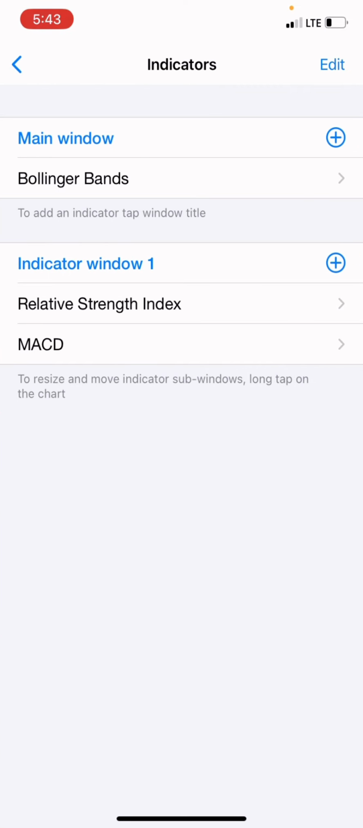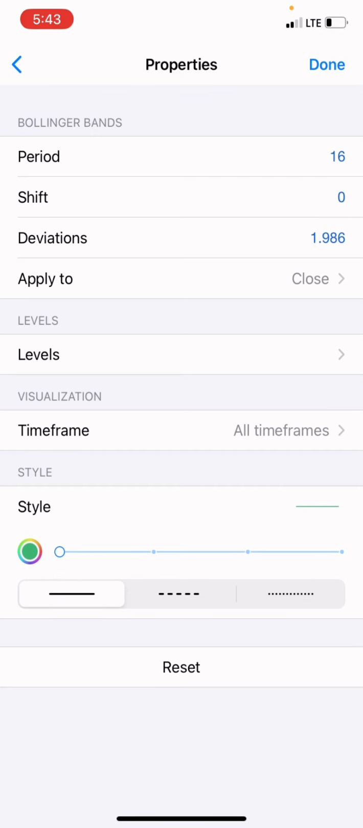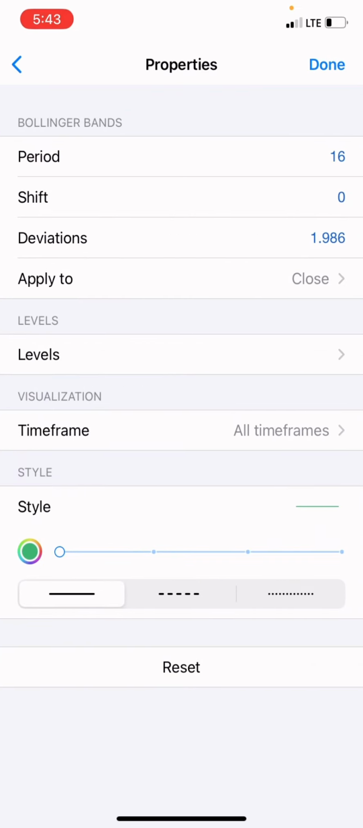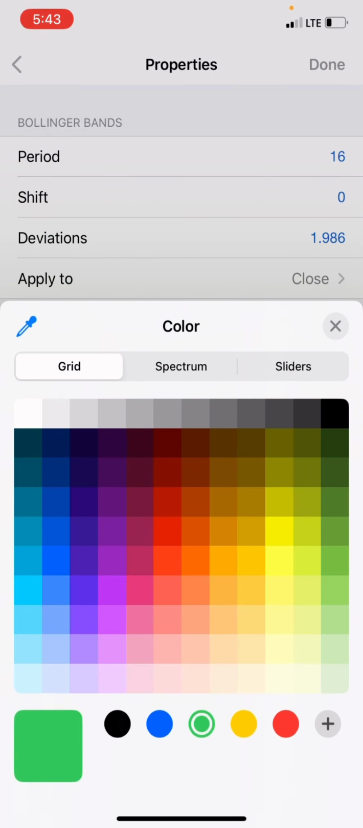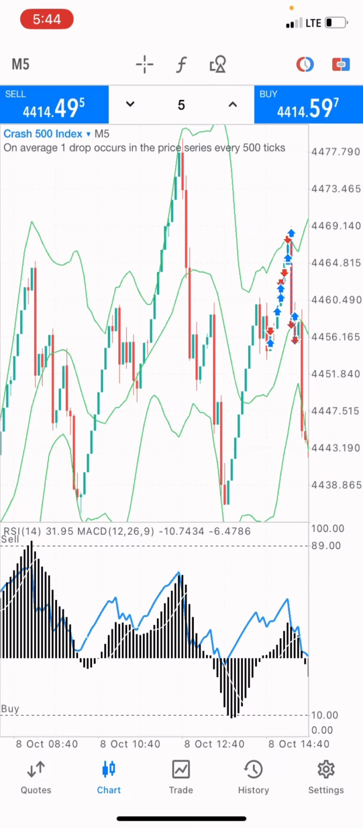So I used 3 indicators: the Bollinger Bands, the Relative Strength Index, and also the MACD. On the Bollinger Bands, I use period 16, shift 0, and the deviation is 1.986, applying to close. Then for the style, I use 1 pixel, and the color I choose is the green right here. Then that's just the settings, and I click on done.